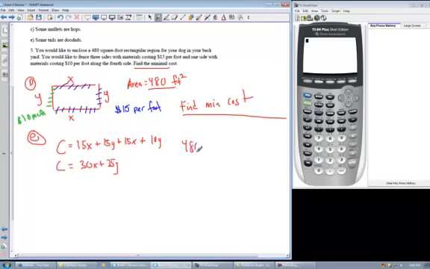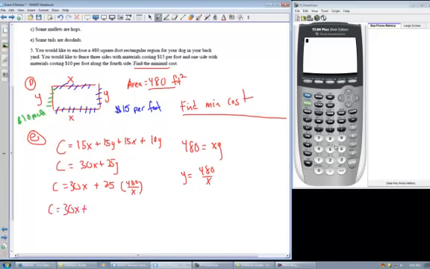So 480 is equal to the area, so it's X times Y, and I can solve this for Y. Y is equal to 480 divided by X. And so I can plug in here for Y, so C is equal to 30X plus 25 times 480 divided by X. So I just replace Y with what it's equal to. And I can simplify this a little bit.